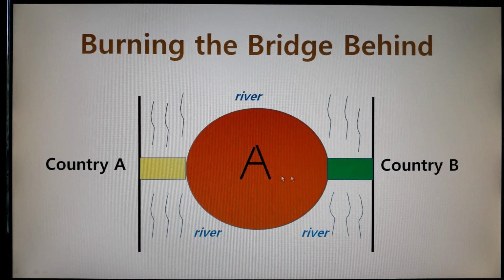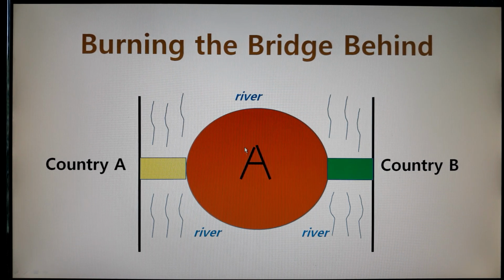There's a country A, a country B, and between them there's a river, with water flowing, and in the middle there is an island. This island is occupied by the army of country A. Usually in this situation, the island would be claimed as territory not only by country A, but also by country B.